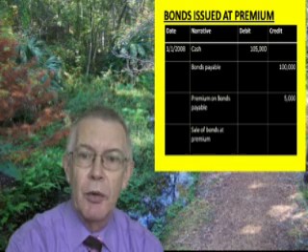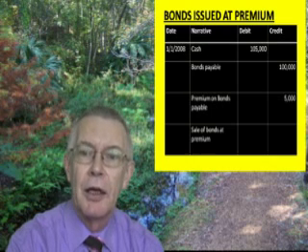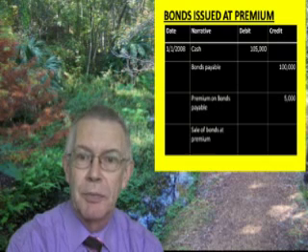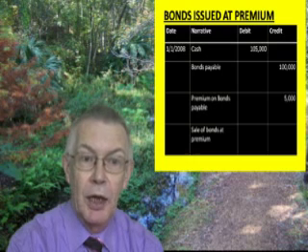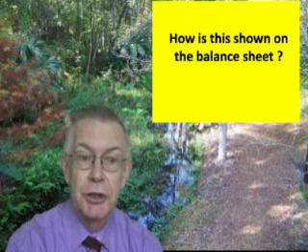Recording this entry requires that we have an account that records the premium on the bonds payable. The actual cash received was $105,000 and the bond payable amount was $100,000. The additional $5,000 is recorded as a credit in the premium on bonds payable account. To show this on the balance sheet, we need to show the overall effect on bonds payable. At this point, the liability is increased to $105,000.